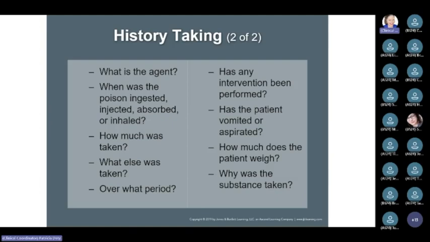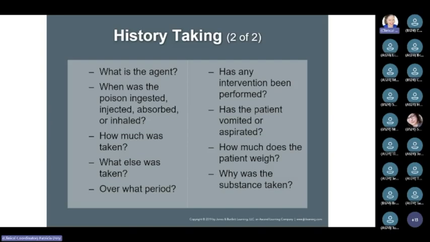You want to get that from them, okay? When was the poison injected, absorbed, inhaled, all of that? When did this happen? How much did you take? What else did you take? Over how long did this happen? Have you done anything else? Okay, safety data sheets. Yeah, material safety data sheets at that. Thanks, guys. Y'all are awesome.